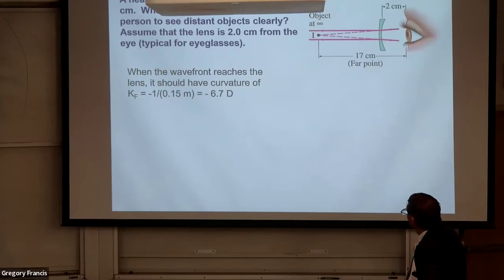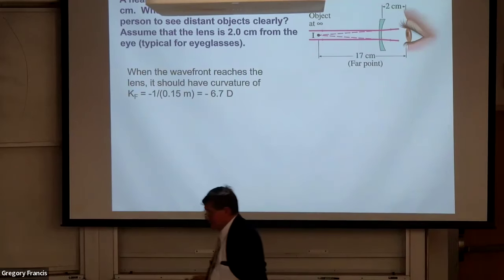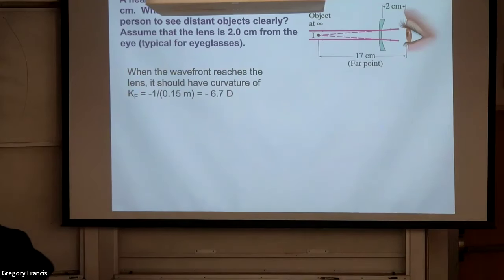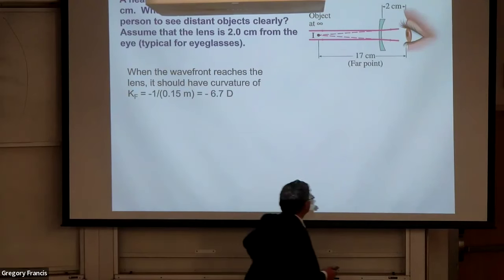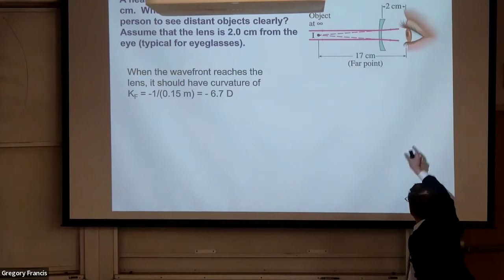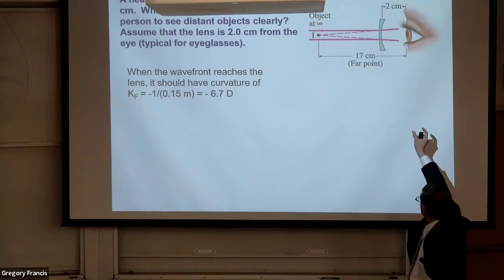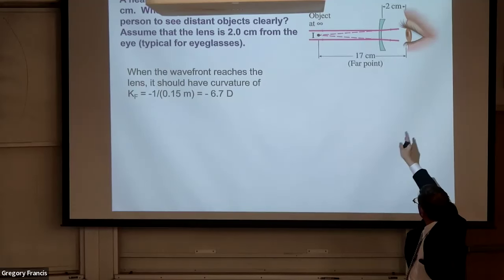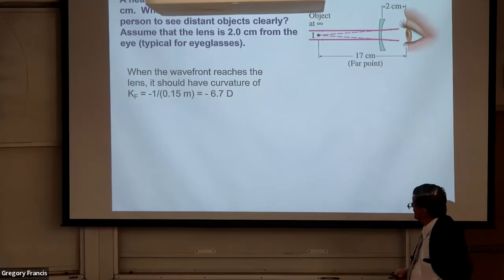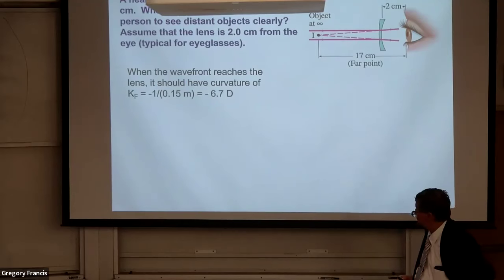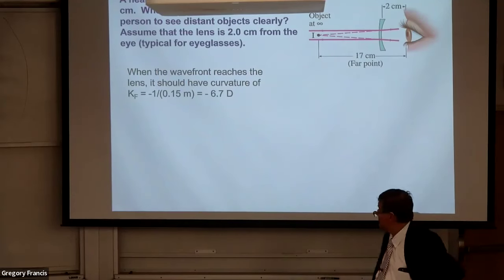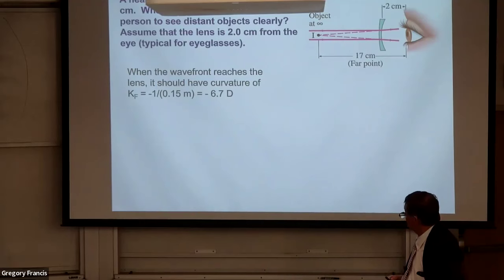Well, oh, that's a typo. The far point is 17 centimeters. My bad, okay? That's a typo. I will fix it. So 17 centimeters. But 2 of those centimeters are the distance from the glasses to the eye. And so when it gets to the glasses, the radius of curvature is only going to be the 15 centimeters.